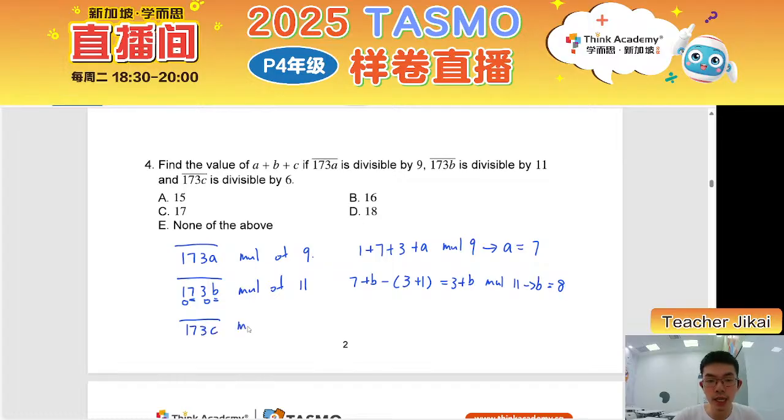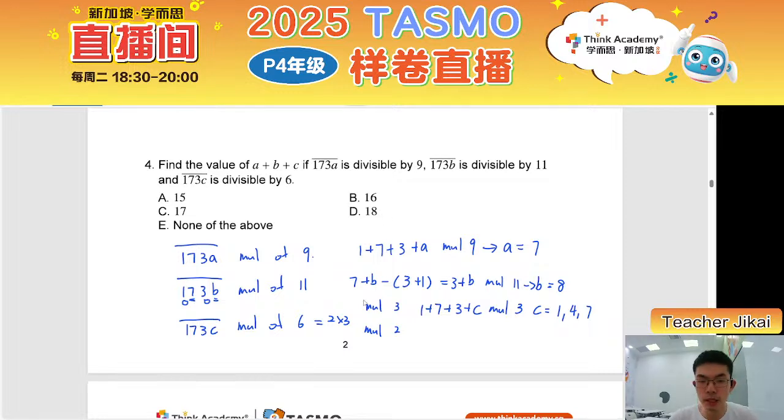173C here, it is a multiple of what? A multiple of 6, right? So 6 equals 2 times 3, which means it is both a multiple of 3 and a multiple of 2, right? So if we want it to be a multiple of 3, we do the digit sum here, right? It is 1 plus 7 plus 3 plus C. It is a multiple of 3. So C here will be equal to what? Equal to 1, equal to 4, equal to 7.